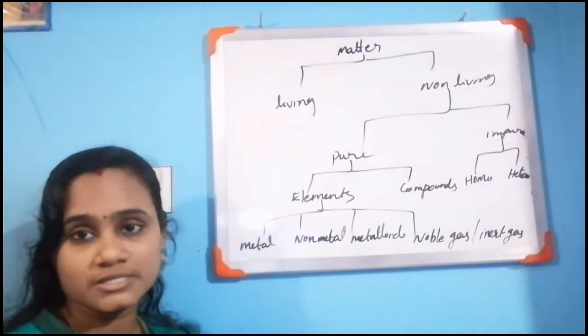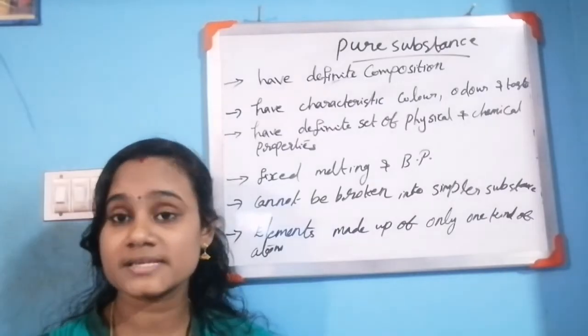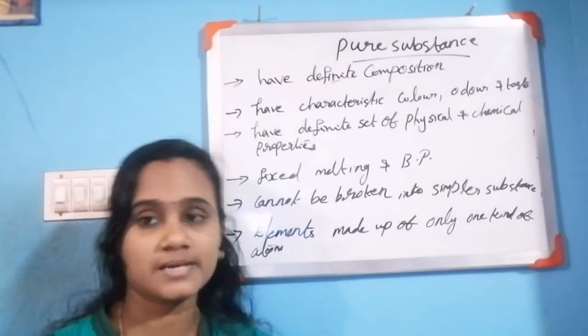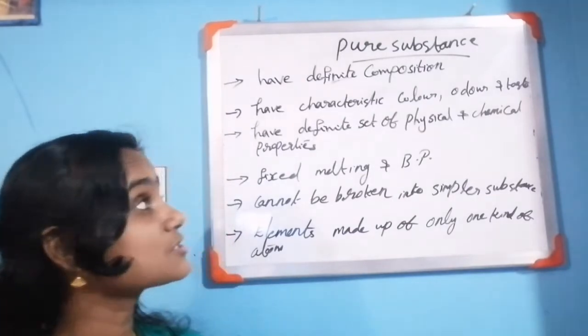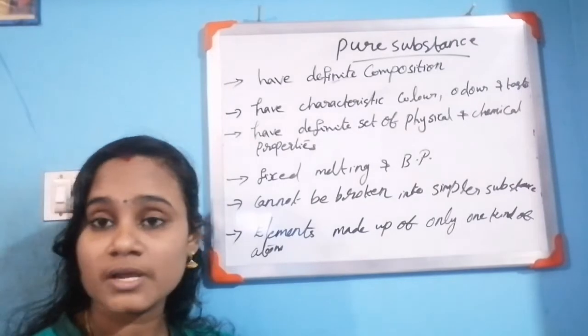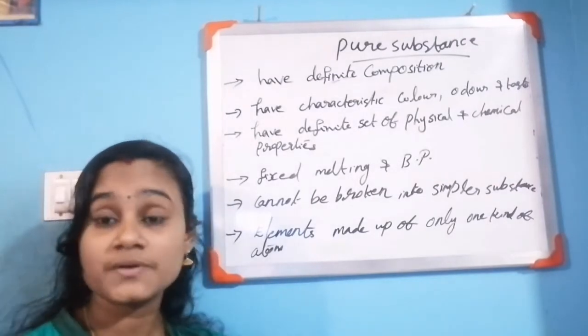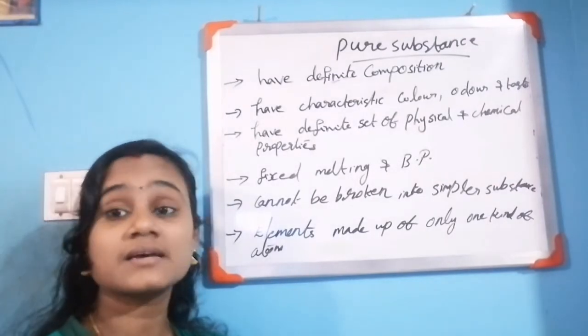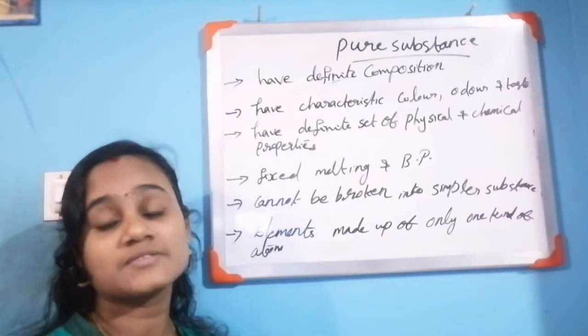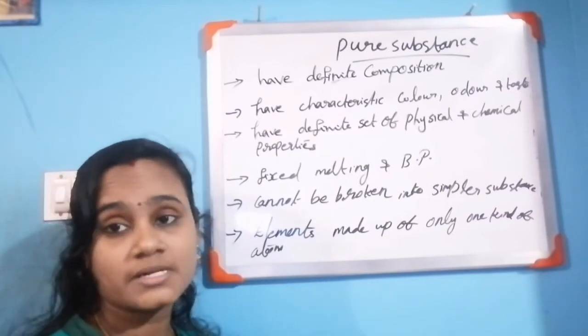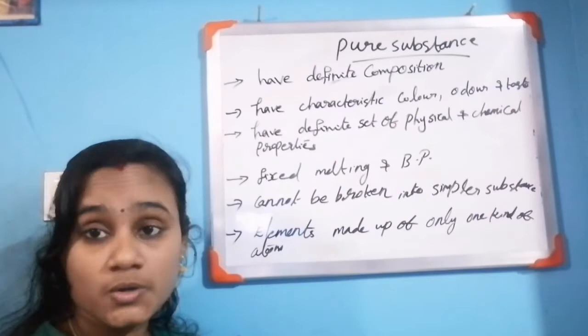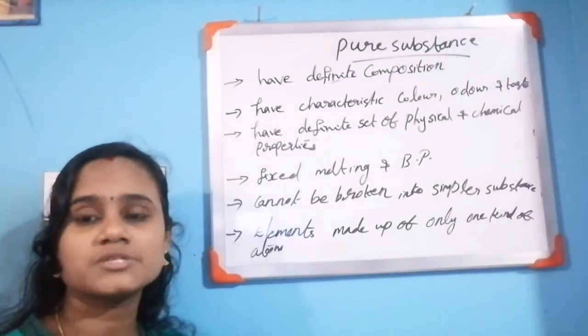Is it clear now, dear children? We can discuss one by one. First one is pure substance. Pure substance has definite composition, which has consistent properties. What is it called? Pure substance. Pure substance has definite composition.